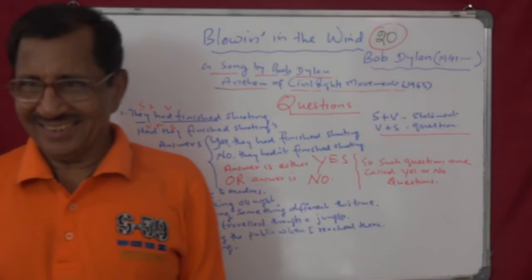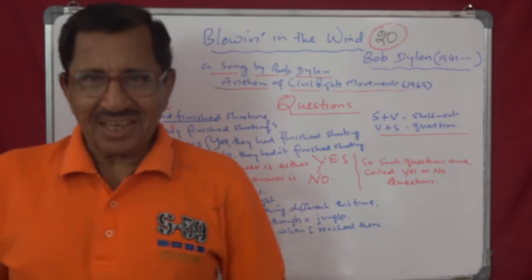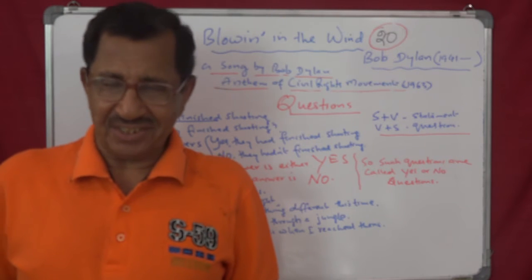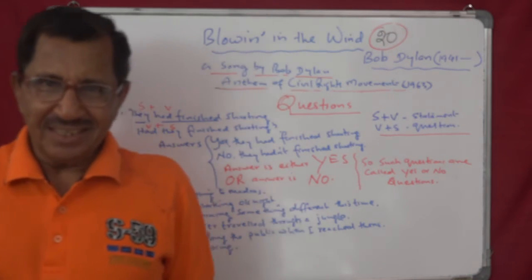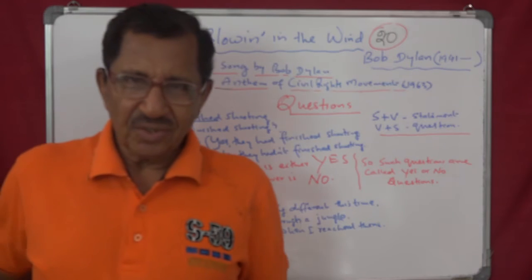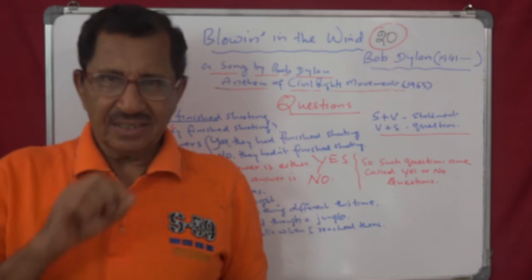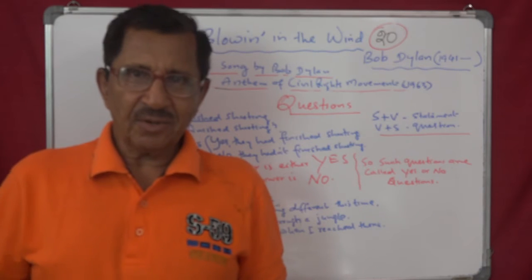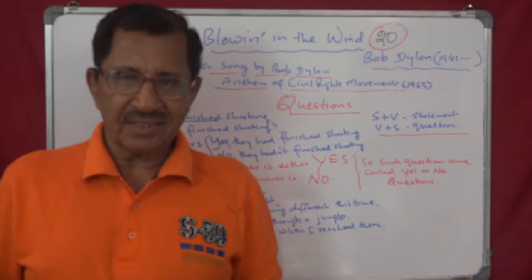Hi friends, so this is question time for us. How to form questions in English. Simple, very simple. The simplest way is statements. He goes to school. That is a statement. Now you can make a question from that.